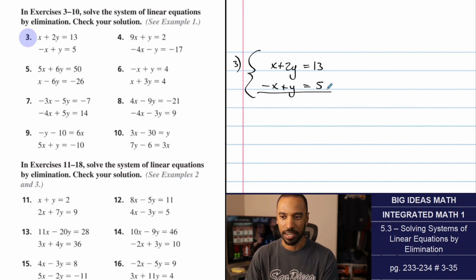X's can eliminate if I add down the list because x plus negative x is 0. So when these eliminate like that, you have 2y plus y is 3y, and 13 plus 5 is 18. Divide both sides by 3, you get y equals 6.